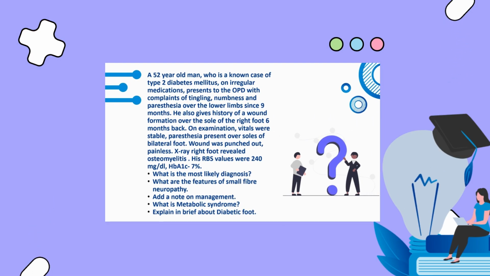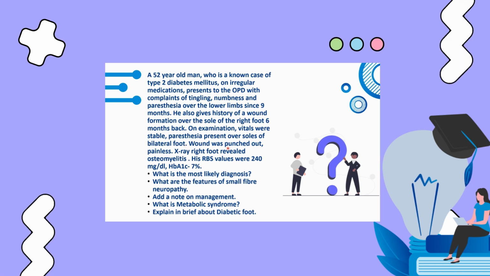Let's move on to the next case. A 52-year-old man who is a known case of type 2 diabetes mellitus on irregular medication presents to the OPD with complaints of tingling, numbness and paresthesias over the lower limb since 9 months. He also gives history of a wound formation over the sole of the right foot 6 months back.